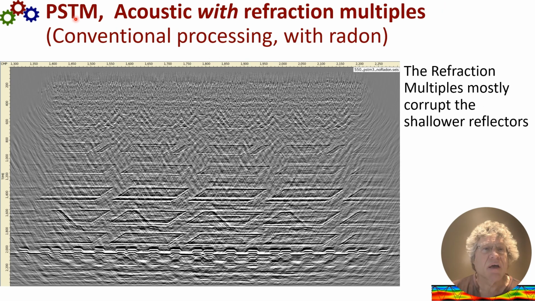And here is the result of the migration of the acoustic data with refraction multiples. And here I'm doing conventional processing with the strong radon. And the deeper part of the model is pretty well imaged, but the shallow part of the model is more poorly imaged, and that's because the refraction multiples mostly corrupt the shallower reflections. We don't really have the shear refraction multiples in this case that corrupt the deeper data. I do want to mention, as part of the conventional processing, we actually have pretty good statics here.